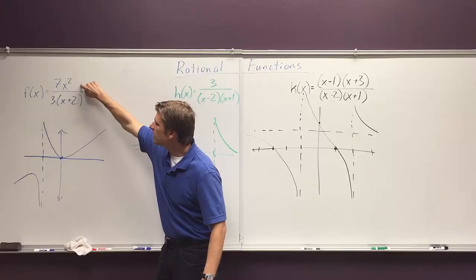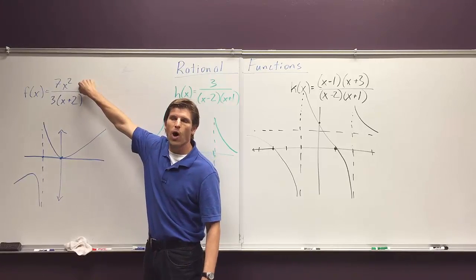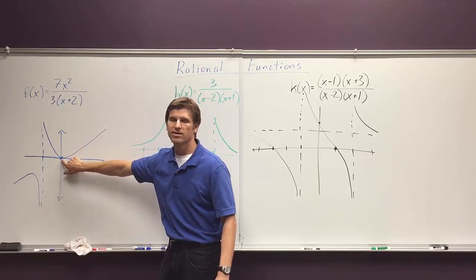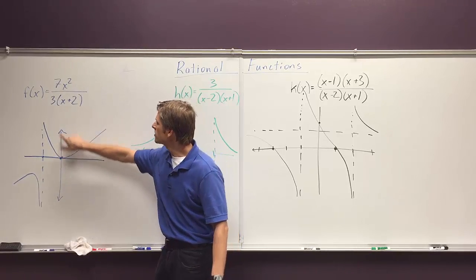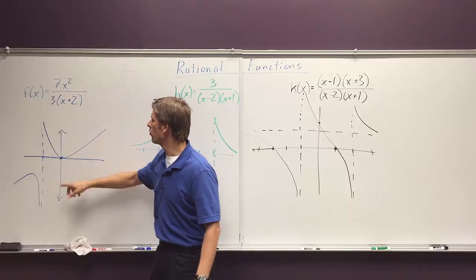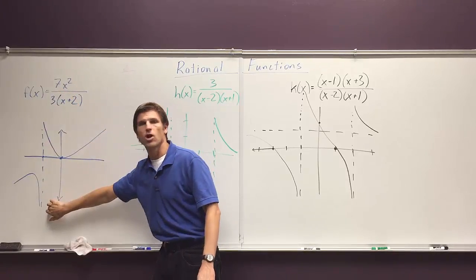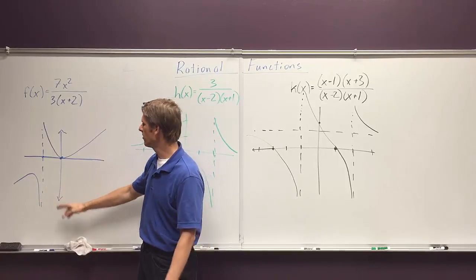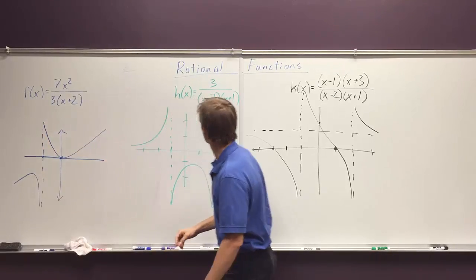Notice here if you looked at the y-intercept, you'd plug in x equals 0 and you'd have that point. That's also the x-intercept. So we know that it goes through that point, but we know that we have a vertical asymptote. We don't happen to have any horizontal asymptotes, more on that in another video, but this is what the graph ends up looking like.